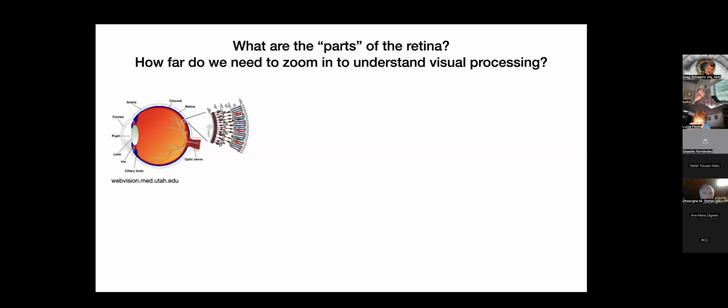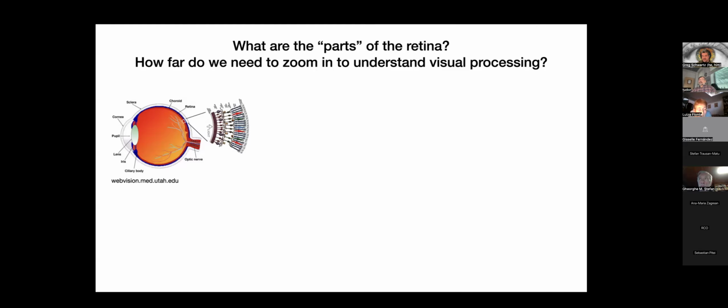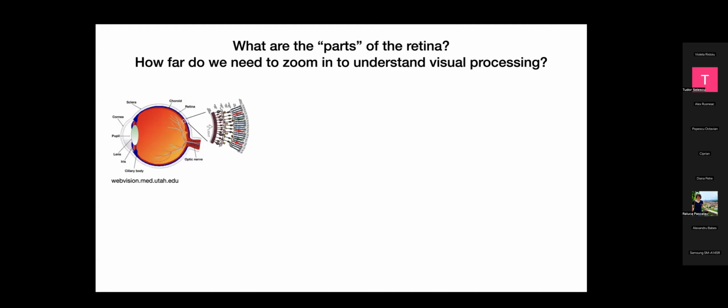So today I want to focus on the question of what are the parts of the retina? How far do we need to zoom in to understand visual processing? This is, of course, a question that could be asked in any other part of the brain as well, or the central nervous system. What are the computational units? Is another way to say this question. How far do we need to zoom in to understand? We need to get to the protein level, to the brain area level, to the circuit level, somewhere in between.